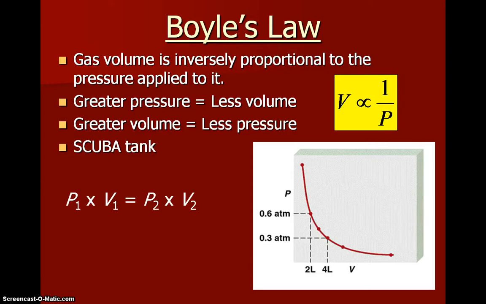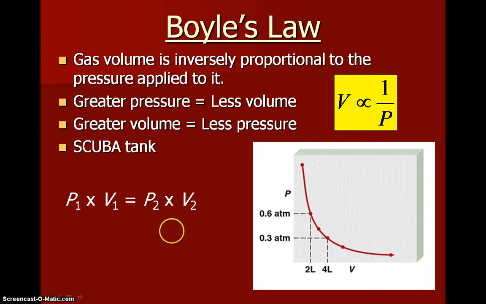So the equation for Boyle's law is that the initial pressure times the initial volume is going to be equivalent to the final pressure times the final volume. If we look very simply here at this graph that shows an inversely proportional relationship, if we have pressure at 6 atmospheres and the volume is 2 liters, if we were to cut the pressure in half, that would double the volume. So half the pressure at 0.3 atmospheres would double the volume to 4 liters.